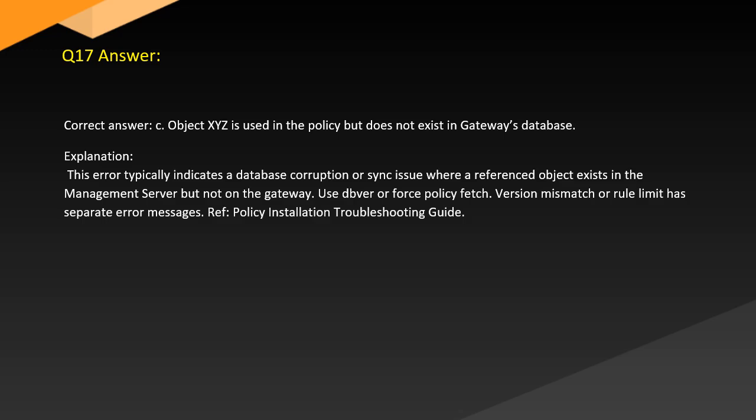Answer. Correct answer: C. Object size is used in the policy but does not exist in gateway's database. Explanation. This error typically indicates database corruption or a sync issue where a referenced object exists in the management server but not on the gateway. Use dbver or force policy fetch. Version mismatch or rule limit appear as separate error messages. Ref. Policy Installation Troubleshooting Guide.